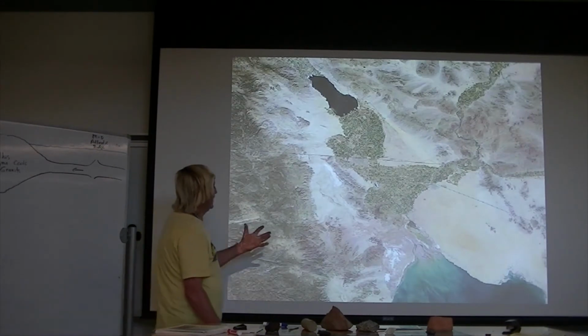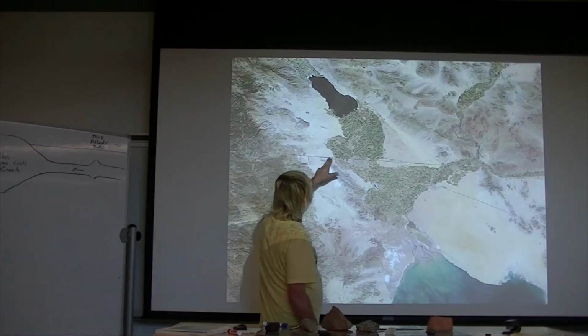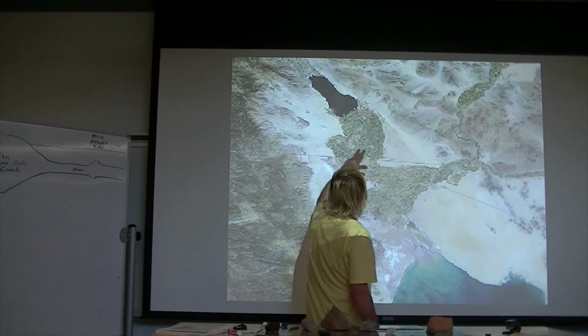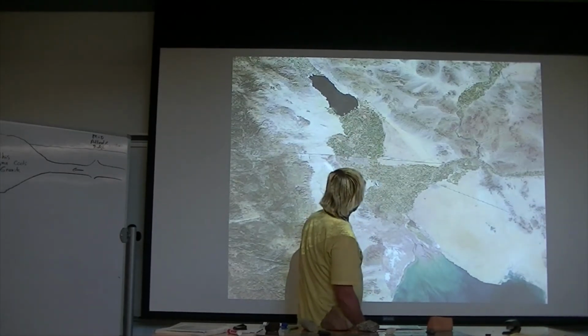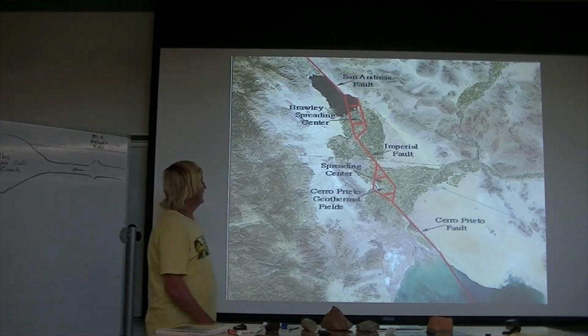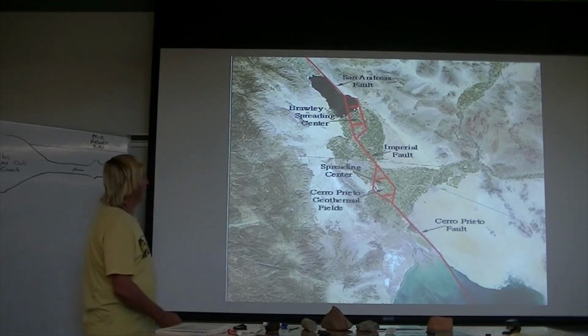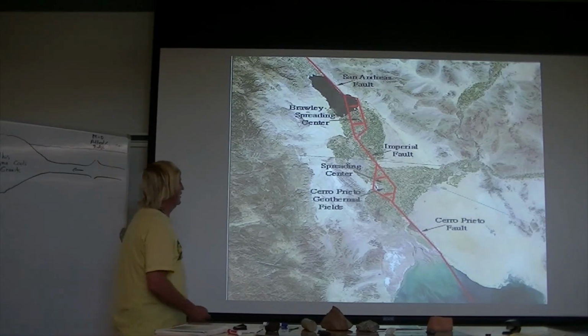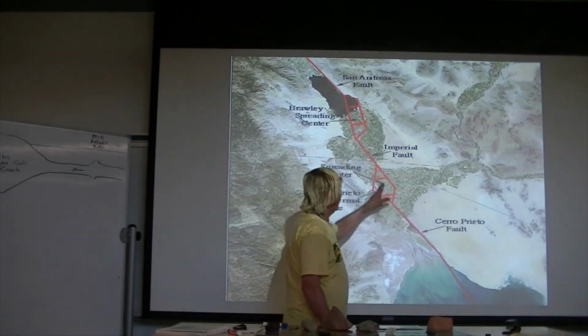So this is a satellite image showing, here's the California-Mexico border. This is the Salton Sea, and these are the agricultural fields. This picture is not coming out very good. Here basically is that same aerial photograph with the San Andreas Fault.